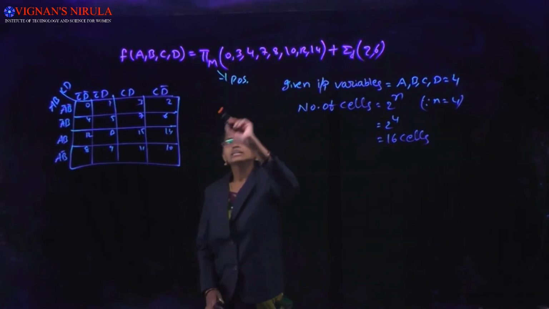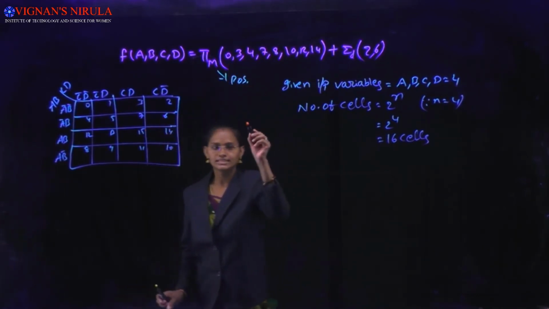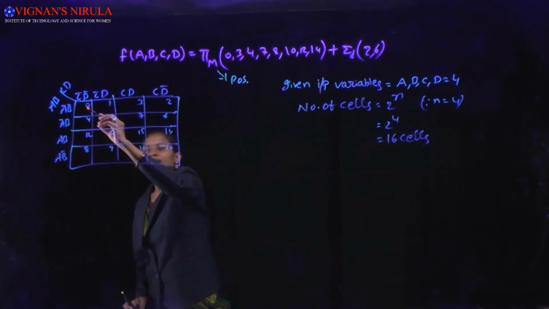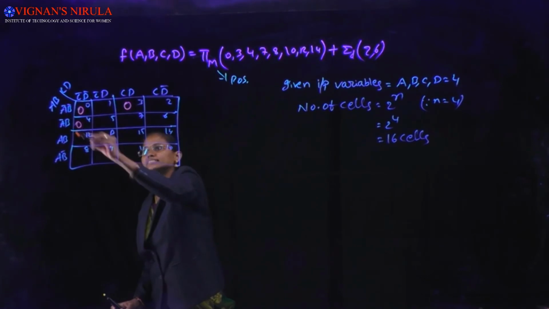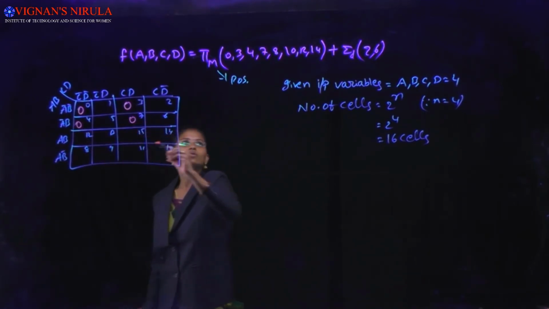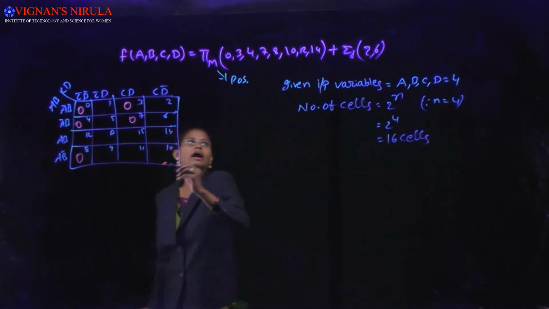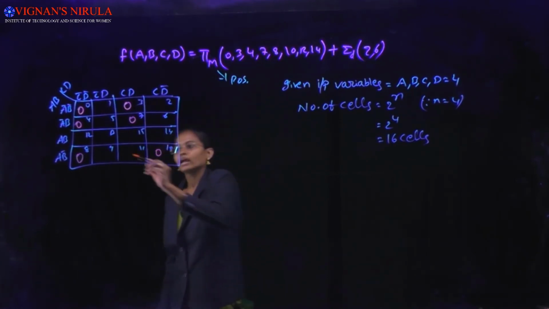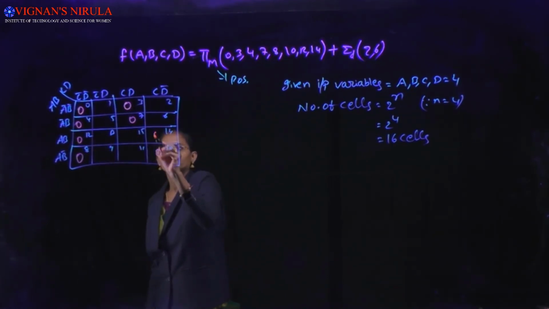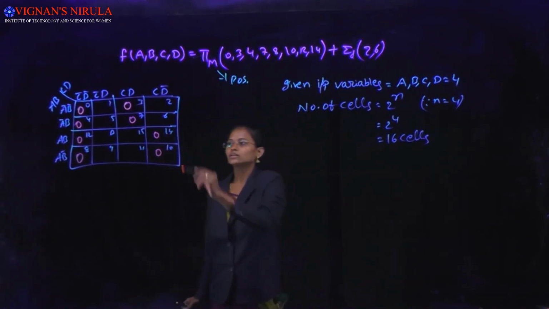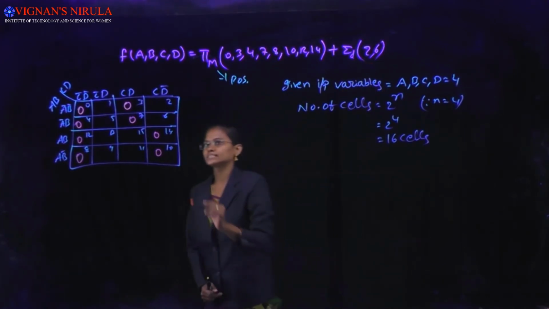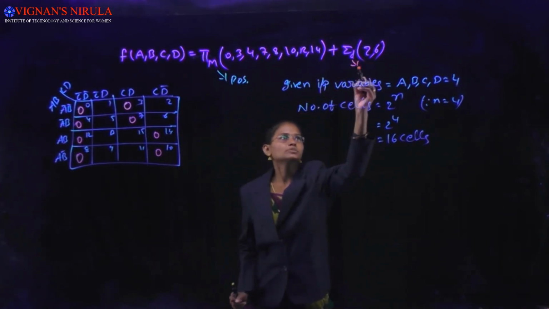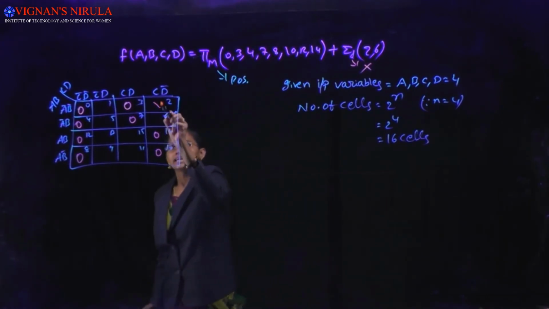So the 0 cell is filled with 0, and the third cell is 0, the fourth cell is 0, the seventh cell is 0, the eighth cell is 0, the 10th cell is also 0, and 12 and 14. These are the 0 max terms, and the don't cares are only 2 and 6. Don't care is expressed as x. The second cell is x, and the sixth cell is also x.